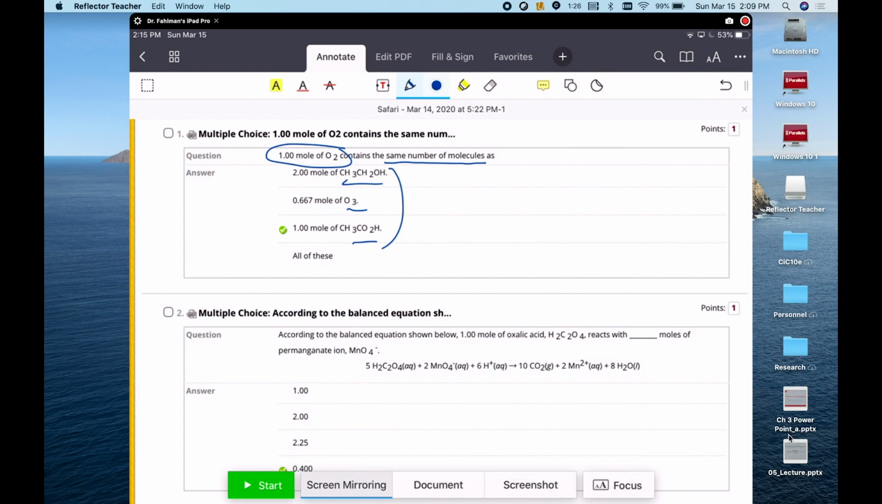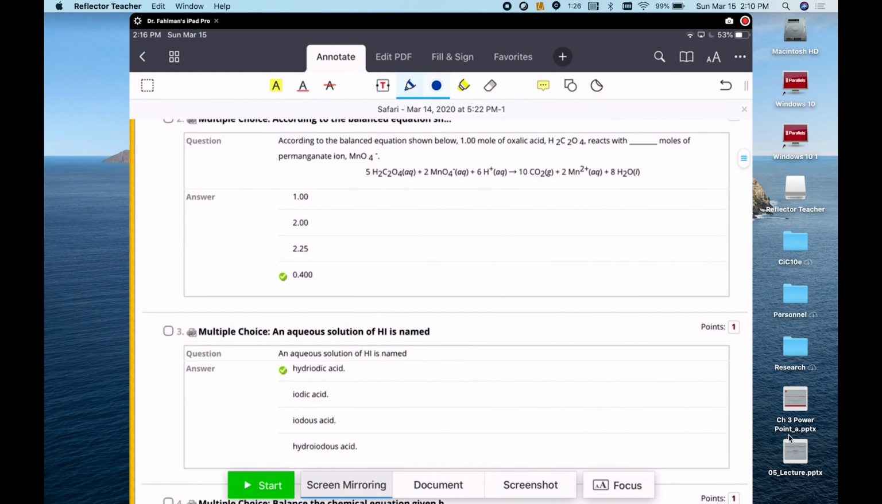Okay, so CH3COOH. Okay, so that's just a general rule. And I guess a question on the actual exam may be a little more explicit and say, how many molecules of oxygen do you have? And so that would be Avogadro's number, right? So we would have this many molecules of oxygen as well as that many molecules of acetic acid, okay?